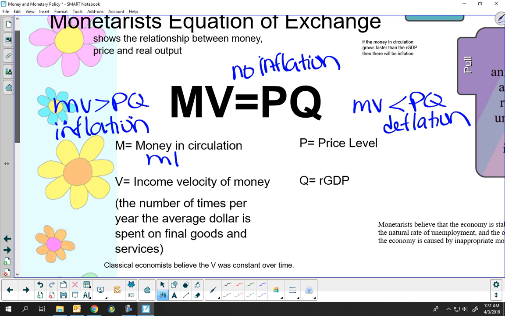So this equation is not really used as like we're going to plug some numbers in. It's more like, this is why we have monetary policy, because the central bank, the Federal Reserve, the FOMC, controls the MV side, because the PQ, the price level of GDP, that's just happening with our spending or net exports or whatever, but this side can be controlled. So they basically try to control this side so that it's equal to the other side.